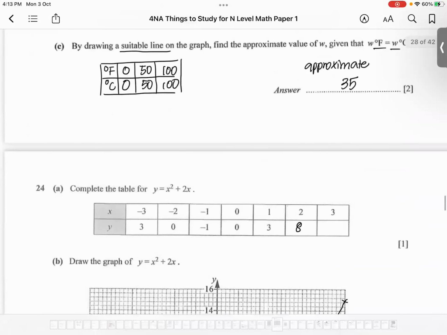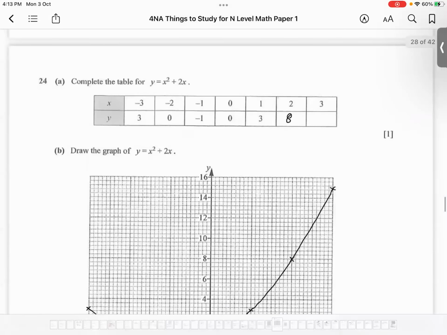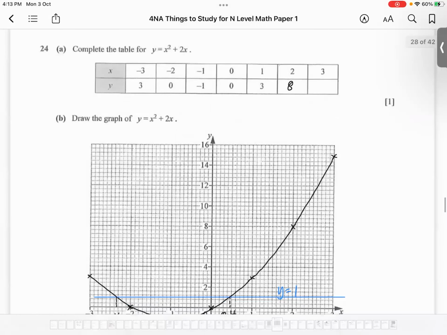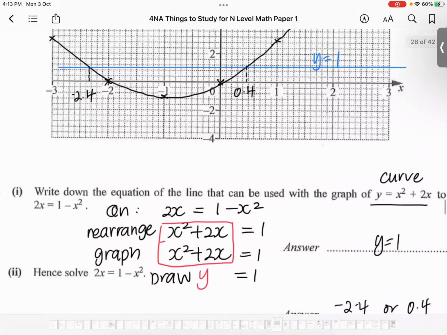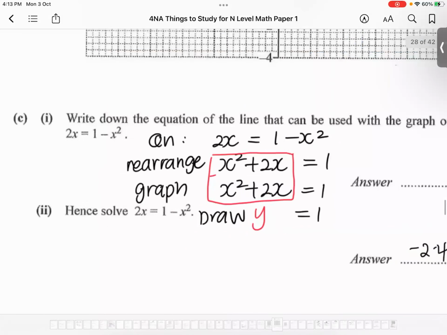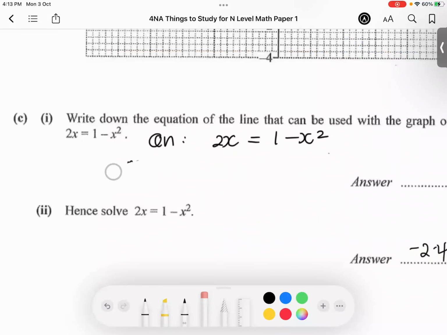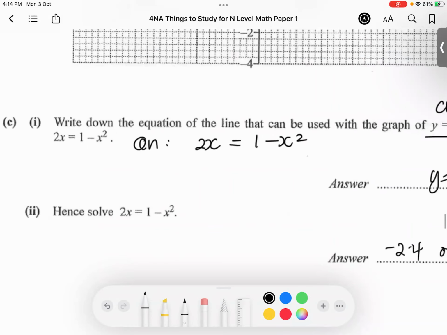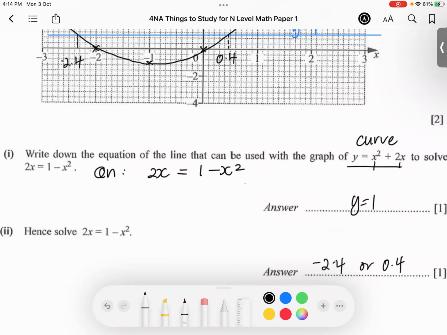Again, next question over here. This one, drawing a graph shouldn't be a problem. Most of you can draw. But the question is, write down the equation of a line that can be used with this graph to solve this equation. This is the part that you need to highlight. How to do this type of question? Let me redo it again. The question gives me 2x equals 1 minus x squared. But they say must use it with the graph. The graph is x squared plus 2x.